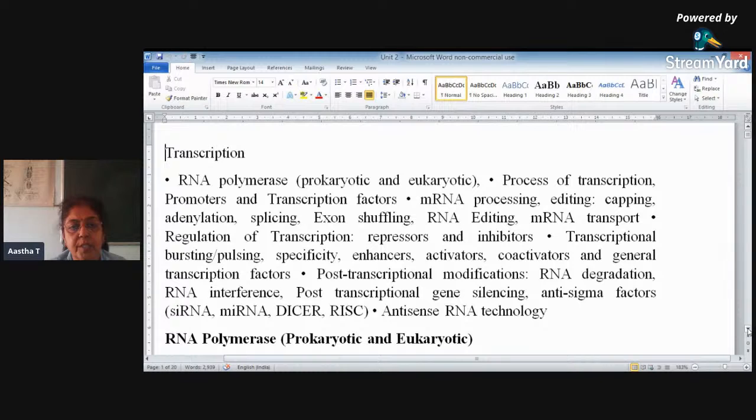So all these processes will be involved in the initiation of transcription, then regulation of transcription with the help of repressors and inhibitors, then transcription pausing, specificity, enhancers, activators, co-activators, general transcription factors and their role, post-transcriptional modification. After transcription is completed, there is certain modification in the RNA, that is RNA degradation, RNA interference, gene silencing, anti-sigma factors which involve siRNA, miRNA, dicer and RISC, and antisense RNA technology.